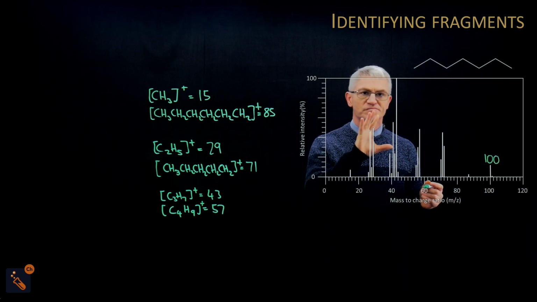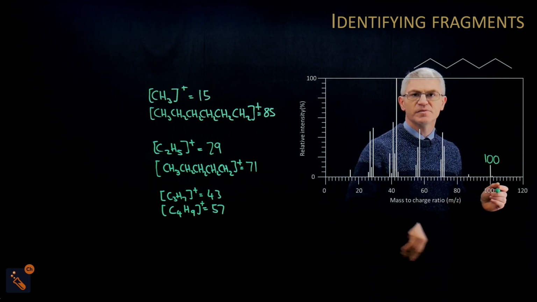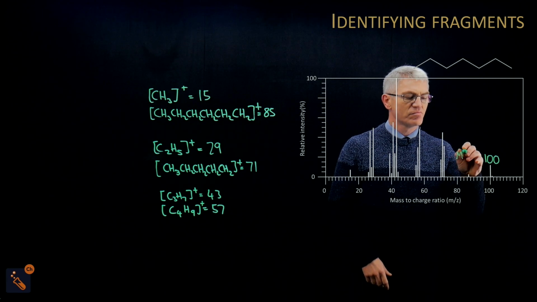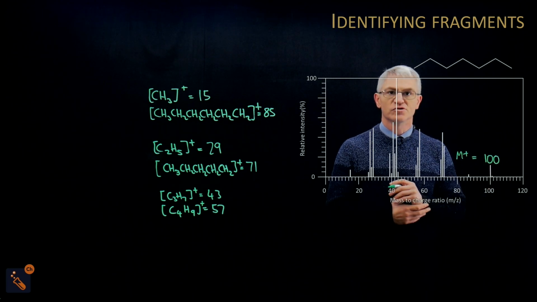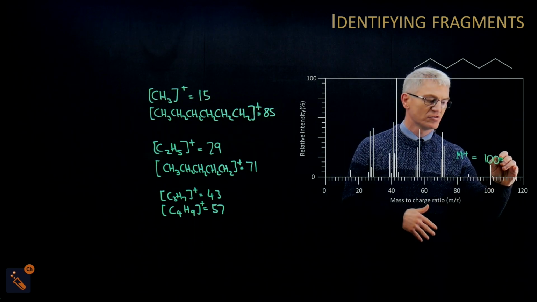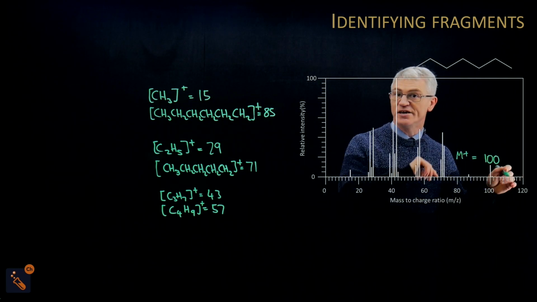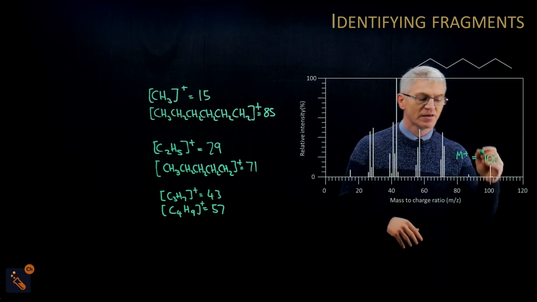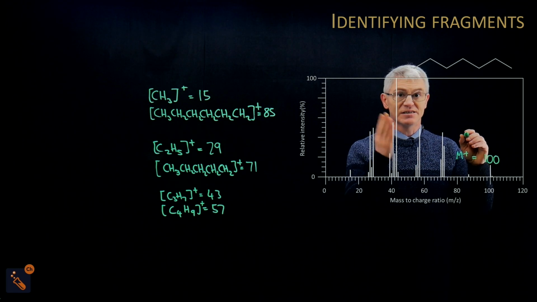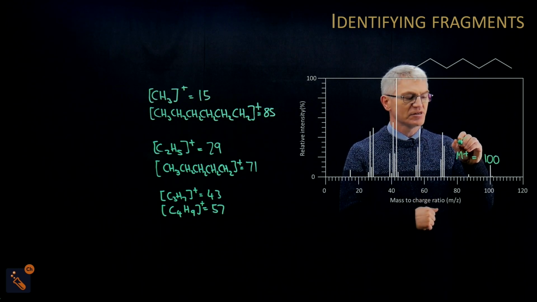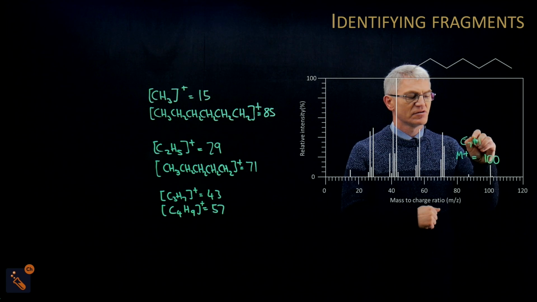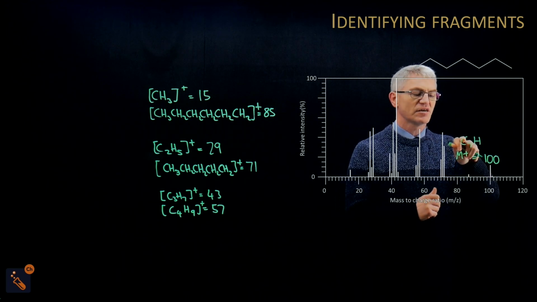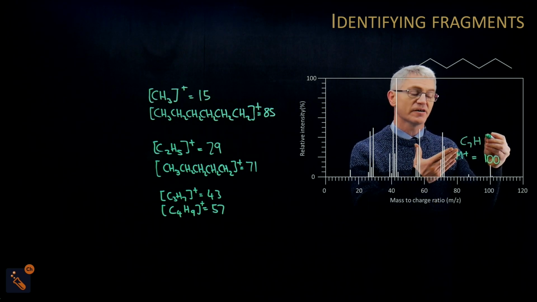Okay, so just look, there's your 100. So that is our M+. So I'm going to write M+ equals 100, and if I want to, I can put m/z after it, but that is our molecular ion peak. And that just basically means that it's heptane. So heptane is C7H. So C7, that's C7H. Hopefully you're working it out.